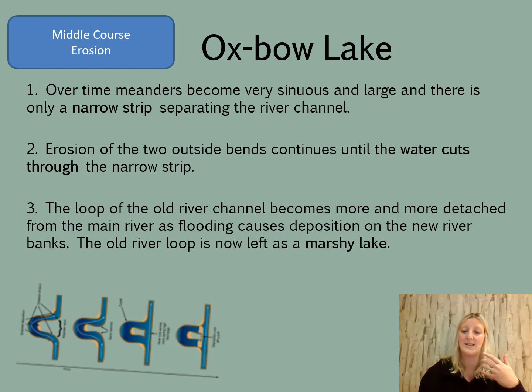And we find this isn't something that happens very quickly, but we might have flood events which are pushing water over the banks of the river and starting to cut through that neck of the meander to create that different direction for the river channel. And then the Oxbow Lake is what's left behind, that horseshoe-shaped marshy lake that we have left behind.